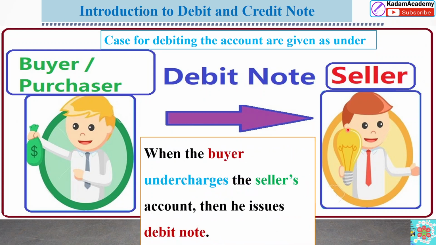So this is one case, when the buyer undercharges. Another case is, the seller may send a debit note to the buyer when the buyer is charged less. If the buyer undercharges the seller's account, then he issues a debit note. This can be due to problems in calculation or omission of the items. Due to defects in the product, he has given a return, but that is a different case.